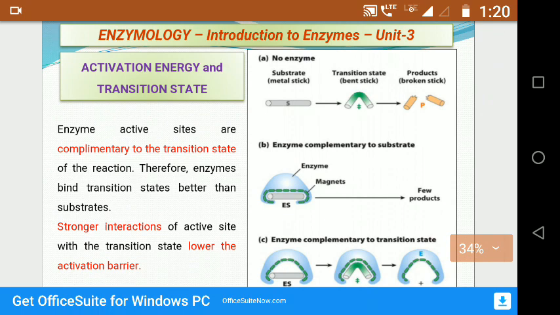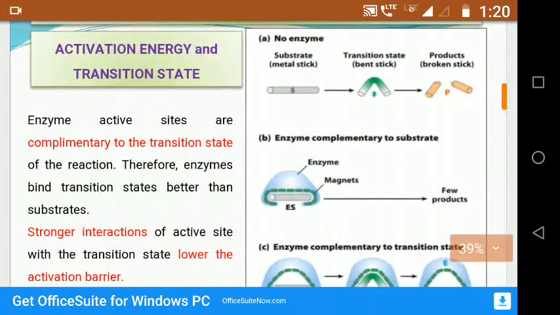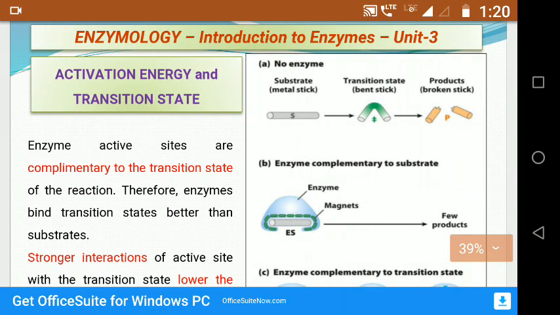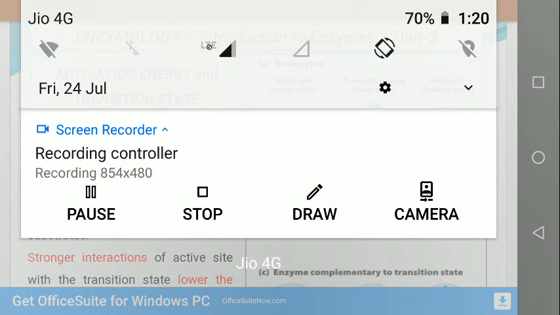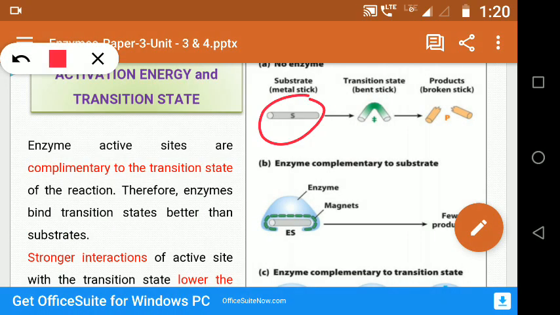This can be easily explained by one particular example. In fact, this is just an illustration. Suppose we see a reaction A, that is no enzyme. We have a substrate here, and we have an enzyme. Suppose the function of the enzyme is to break the substrate into two parts. So breaking is the enzymatic reaction in this reaction.